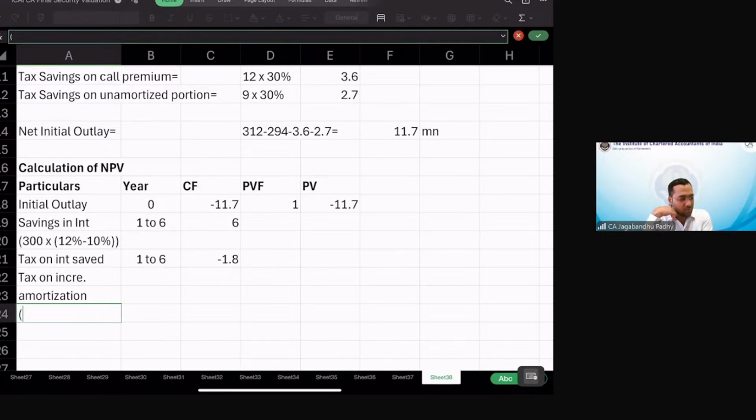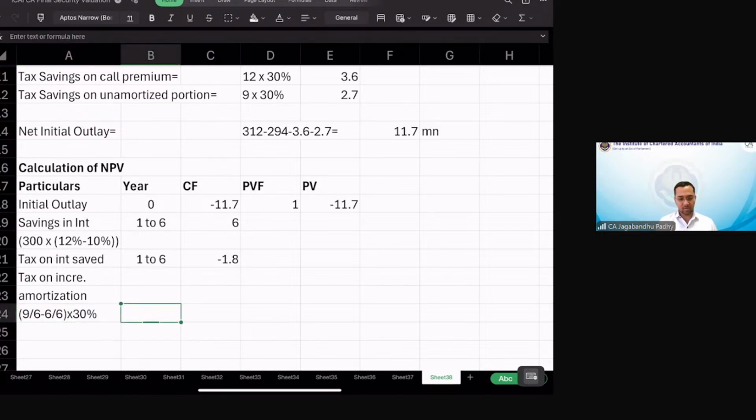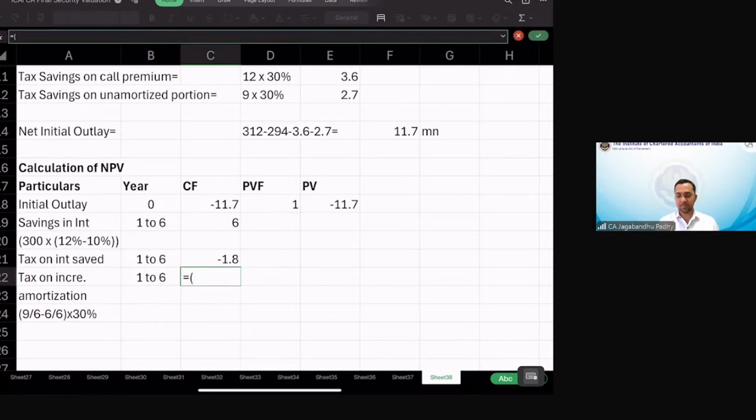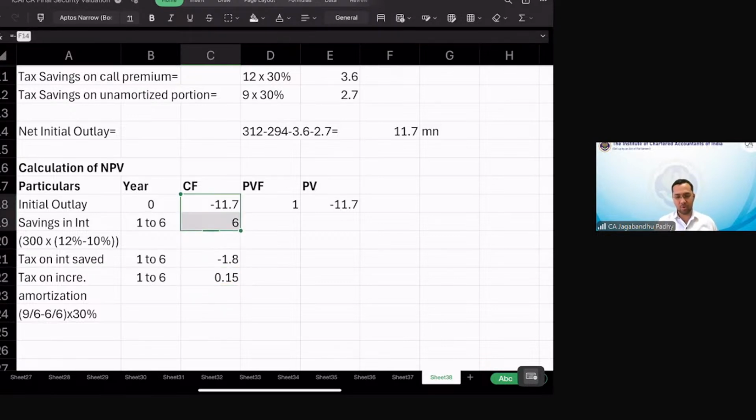What was the amortization that was carried out earlier? It was 9 divided by 6, because remaining was 9. And what will be the tax on the new amount? The new amount is 6 crore, the issue expense, amortized over 6 years, multiplied by 30%. So earlier we had 9 by 6, minus 6 by 6, multiplied by 30%, which is 0.15.